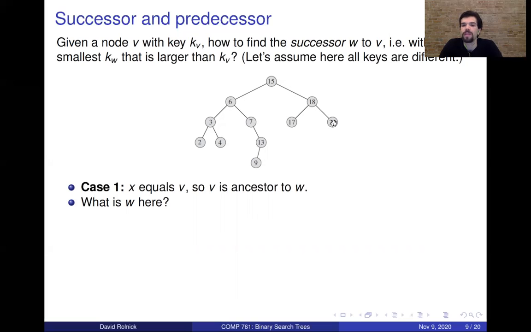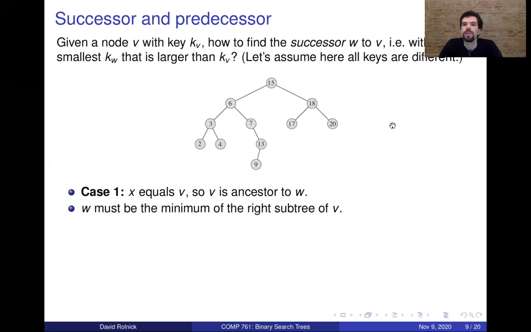And where is it in the right subtree? It's the leftmost node in the right subtree. So here, 15, you go right, but then immediately you keep on going left. 17. That's because it's the minimum of the right subtree, because everything in the right subtree is bigger than 15. And so we need to find the minimum of the right subtree.